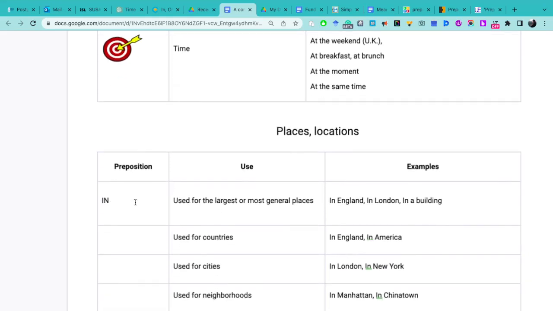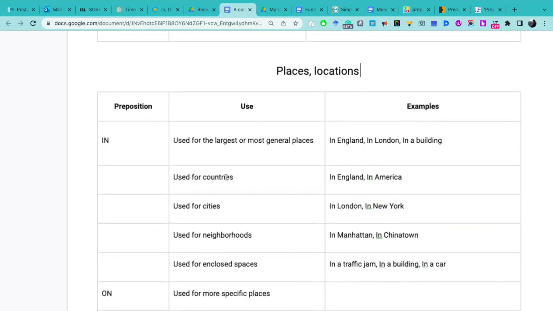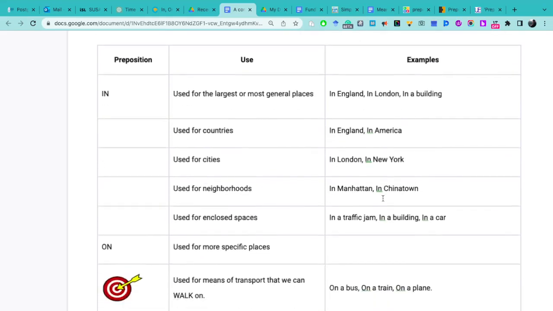Starting with the preposition in. We use in when we want to talk about countries: in England, in America, I studied in America, or she studied in England last year. For cities: in London, in New York. For neighborhoods: in Chinatown, in Monagrillo, in San Miguelito, etc. Something I want to highlight: proper names are not translated into English. For example, Pan de Azúcar is not translated, and San Miguelito is not Saint Michael, because we wouldn't be able to find the place, since it doesn't exist if we translate it.